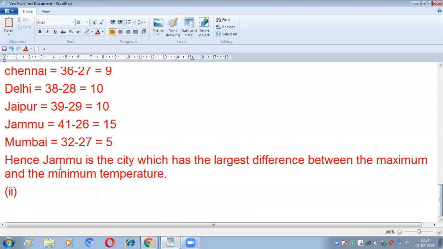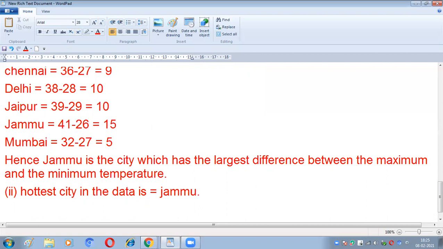Let's write it: the hottest city in the data is equal to Jammu. Jammu is the hottest city in the data.